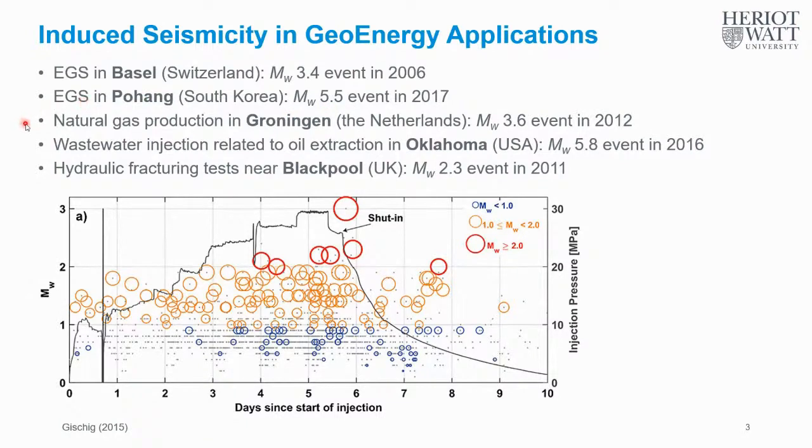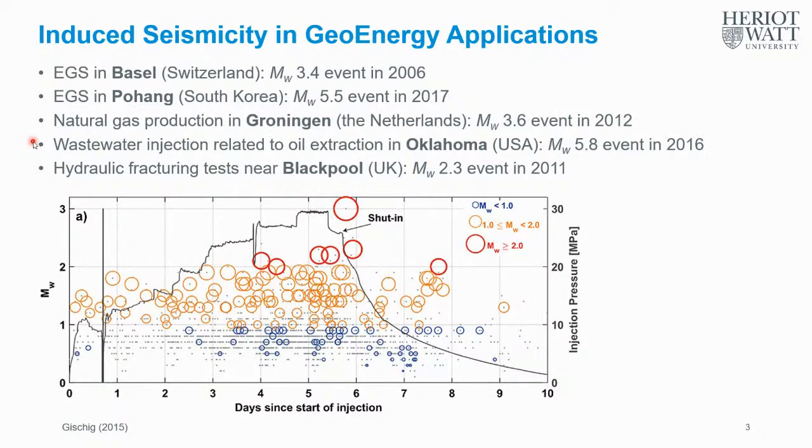Also, natural gas production can lead to induced seismicity. This has been seen, for example, in the Netherlands, in the northern province of Groningen, and a magnitude 3.6 event occurred there in 2012. It has been decided that the Groningen gas field will be closed in 2020, even though there are still gas reserves there, but it's the induced seismicity which has led to the decision of closing this gas field.